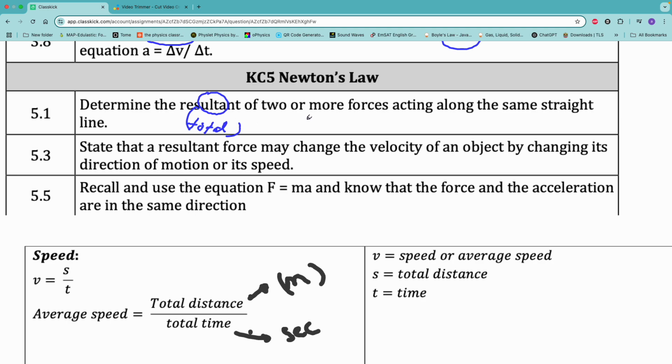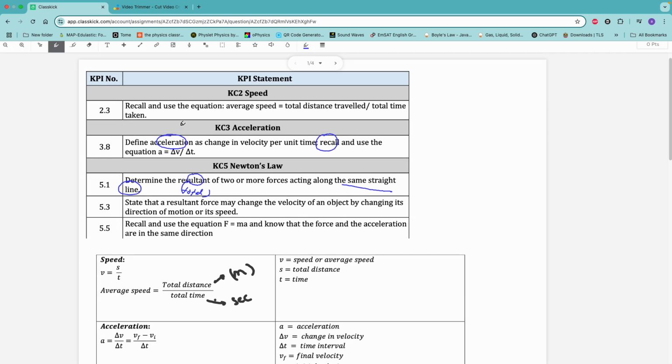These forces are acting along the same straight line. This means they have to be in the same dimension. This dimension could be horizontal or vertical, which means on the same object we might have a forward force and at the same time a backward force, or in another situation we might have an upward force and at the same time a downward force. This is the meaning of the same straight line.